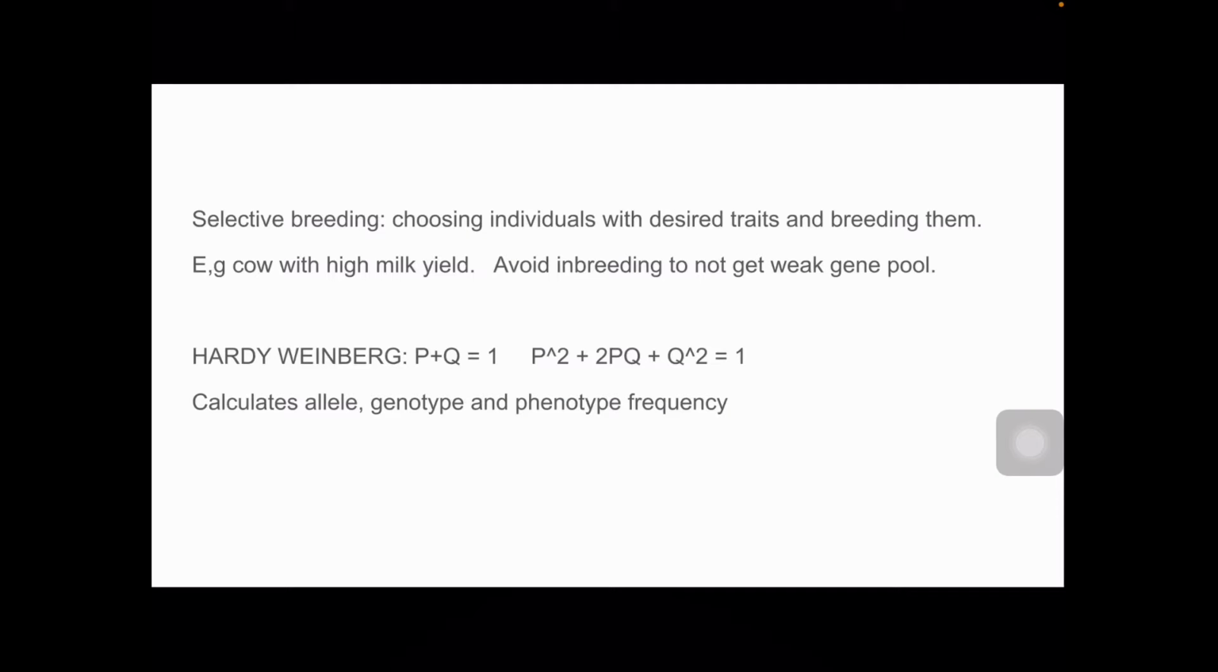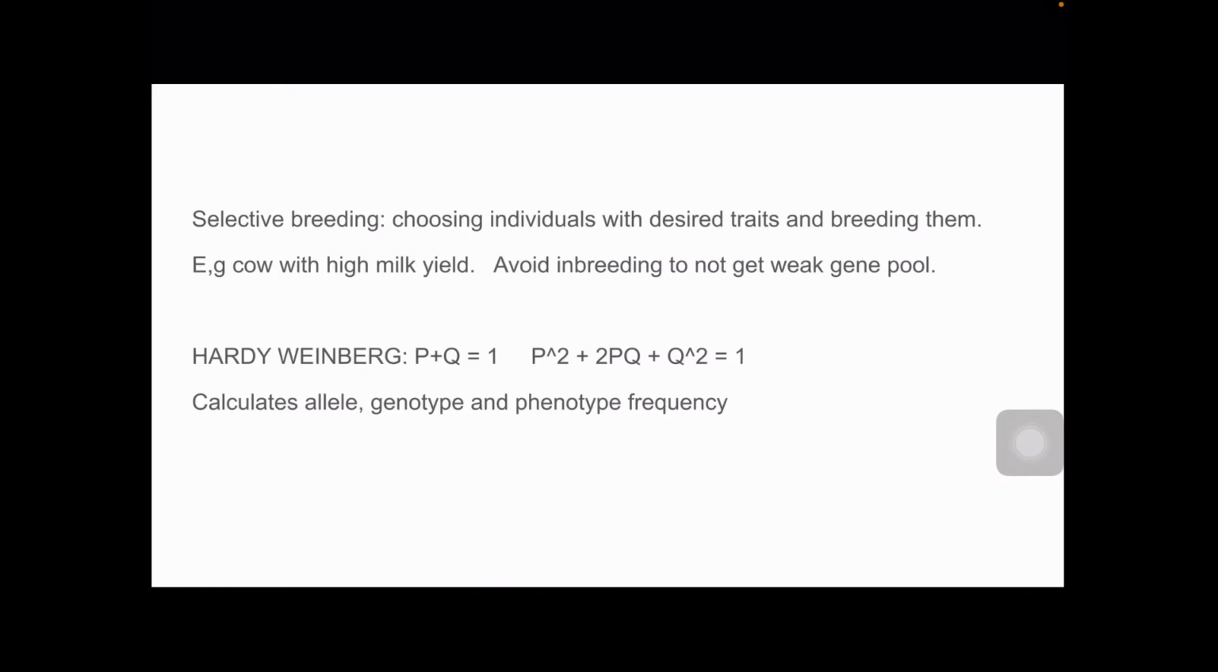There's also selective breeding, which is, for example, in cows, choosing high milk yield cows, that is, choosing individuals with desired traits and breeding them. But farmers avoid inbreeding, because it may cause inbreeding depression, which causes the gene pool to become progressively smaller and weaker over generations. Outbreeding is preferred, so trading with other farms or from the wild.